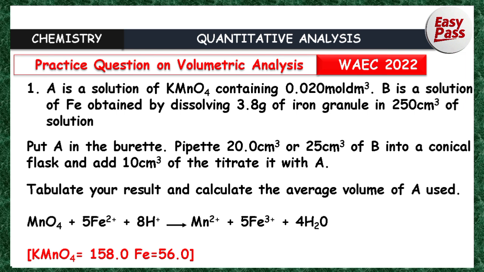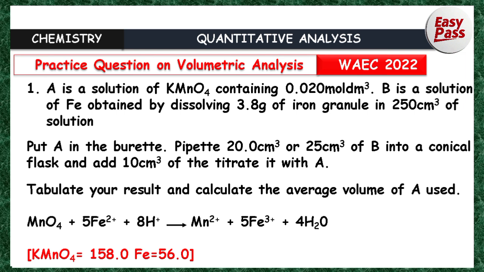When you look at this question very well, you find out that it is under redox titration. In this question, KMnO4, which is potassium permanganate, is acting as the acid, while the iron is acting as the base. You are asked to add 10 cm³ of H2SO4 and titrate it with the acid. The function of that H2SO4 is to provide the acidic medium during titration, and secondly, it gives power to the oxidant during titration. Then tabulate your readings and calculate the average volume of the acid used.